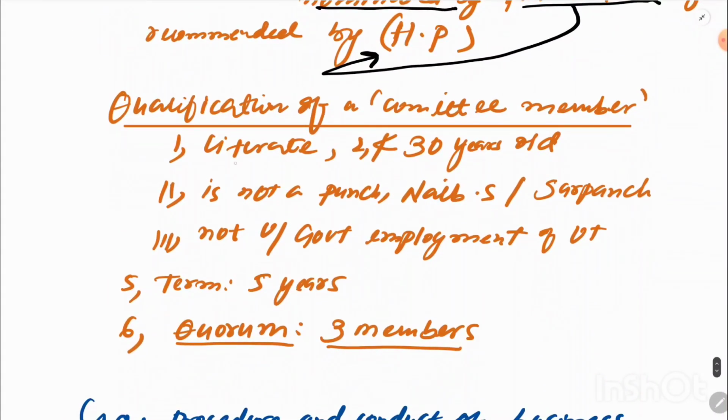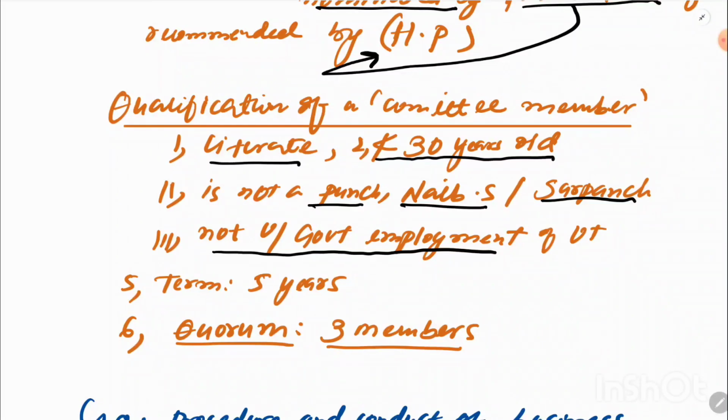So what should be the qualification of the member of Panchayati Adalat? Member of Panchayati Adalat should be first literate. He should not be less than 30 years old. Okay, and he should not be a panch, naib sarpanch or sarpanch. Okay, he should not be working under any government employment under the UT. Also, he should not be under employment to some corporate or authority. So these are some of the qualifications related to the member of Panchayati Adalat.